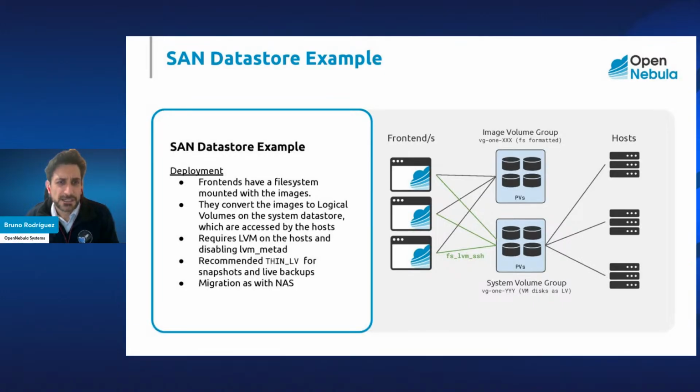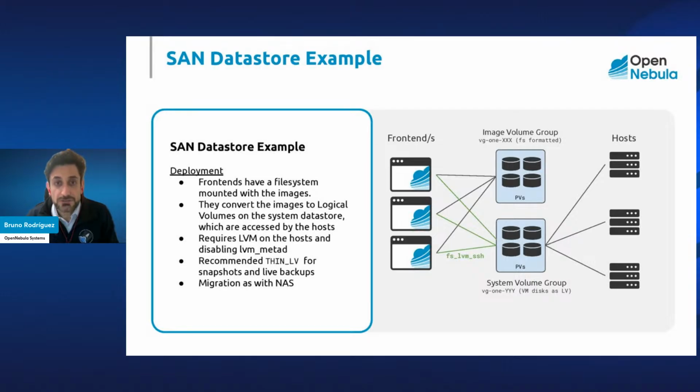Whenever we have a SAN data store, what we have to think is that for the front ends, we still need a file system there. So actually, you will need the image data store. In this case, over this driver, it will have a file system. Anyway, it will be accessed only by one of the front ends, so we won't have problems about concurrency. I mean, only one of the front ends is going to access this file system at any moment.